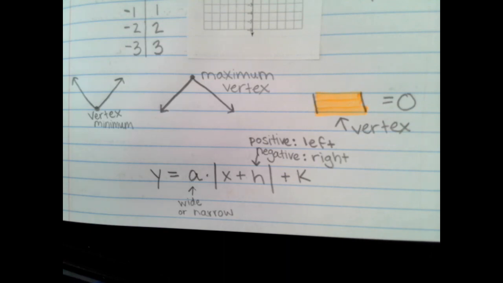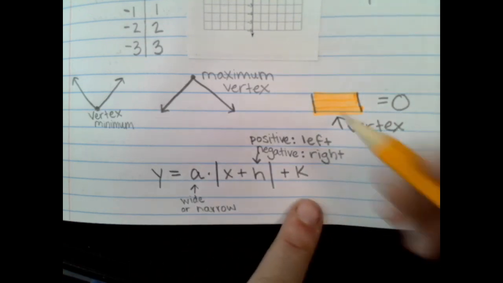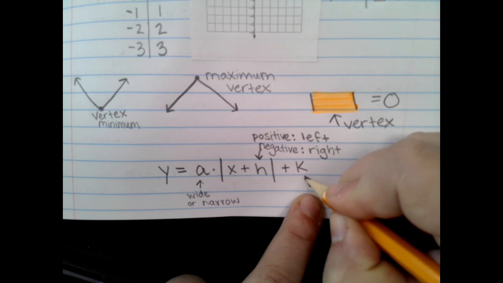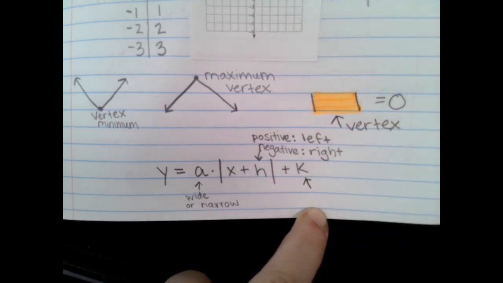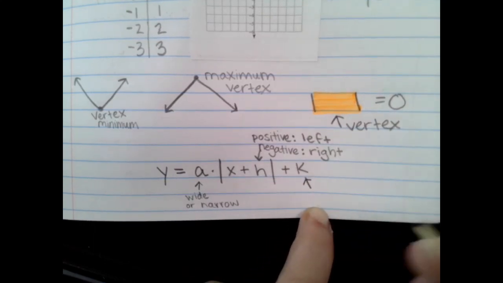Okay, so that one's with the X. When it's inside the absolute value with the X, that moves left and right, and it's opposite of what we normally think, which is a little silly. The K that's on the outside of the absolute value is what tells us if it goes up or down. And this one's just normal.